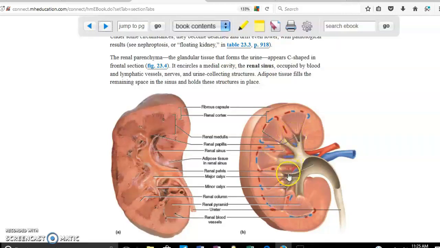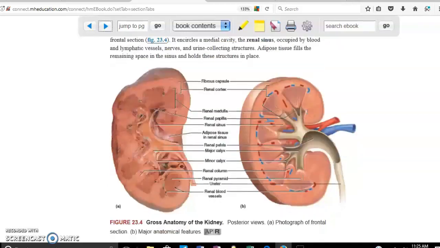Then you have minor calyx, which is this part right here. Then you have major calyx in here. This is the renal pelvis. Those are the macroscopic structures. Once you cut the kidneys, you are able to see that in there.